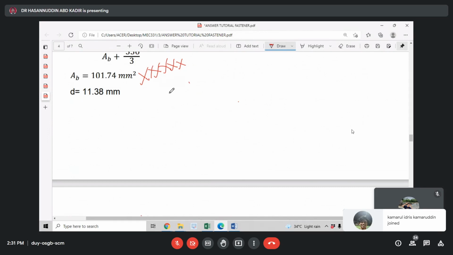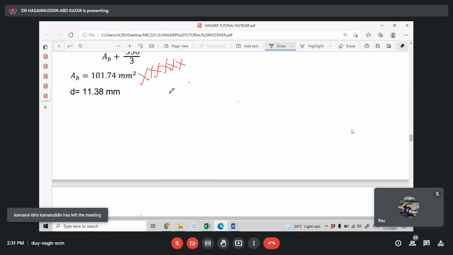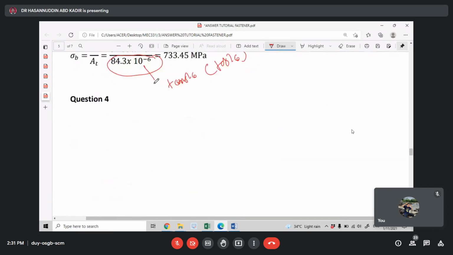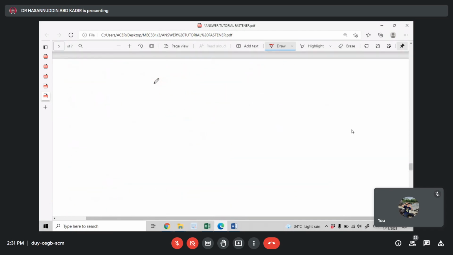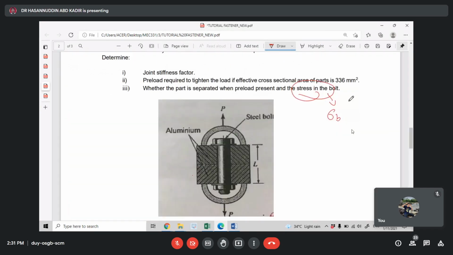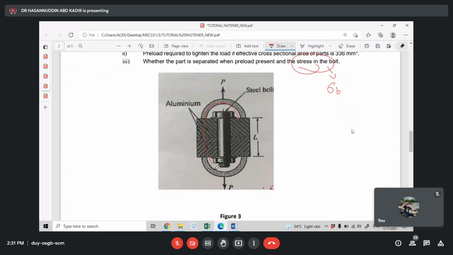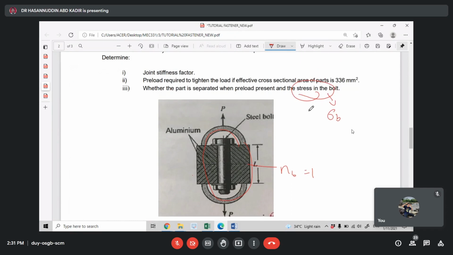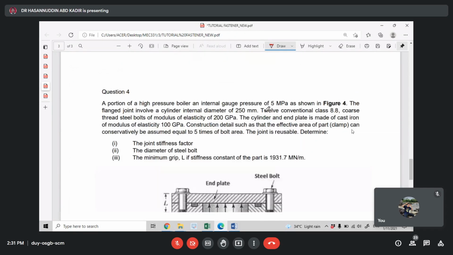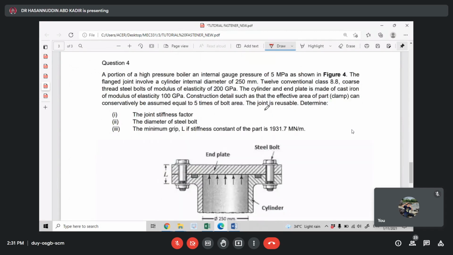Okay, ada siapa-siapa nak tanya soalan ke sebelum kita pergi soalan nombor 4? Tak ada, sir. Okay, thank you. So kalau tak ada, kita boleh proceed untuk soalan nombor 4 pula. Okay. Because dia bagi bolt dia satu je, so number of bolts tu equal to 1 je lah. Then they also do not mention any factor of safety, so also equal to 1 factor of safety. Okay, this is question number 4.